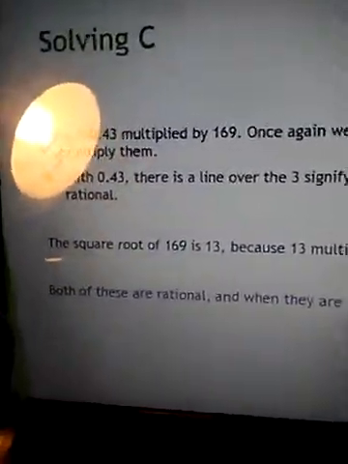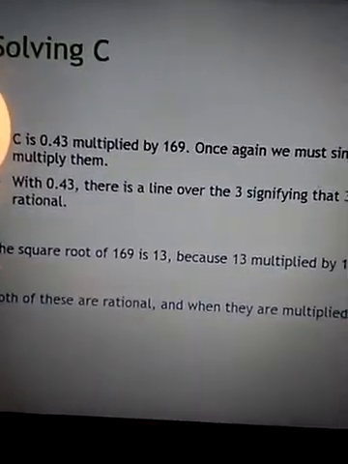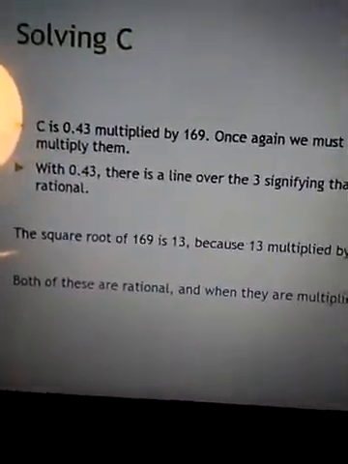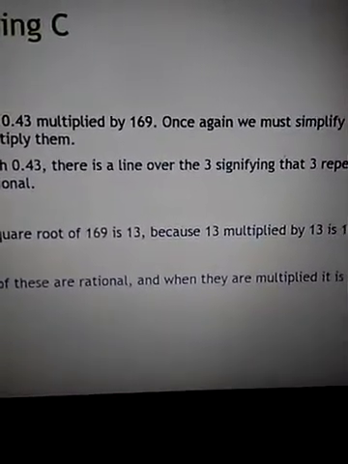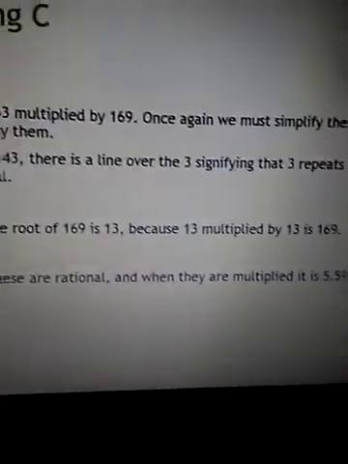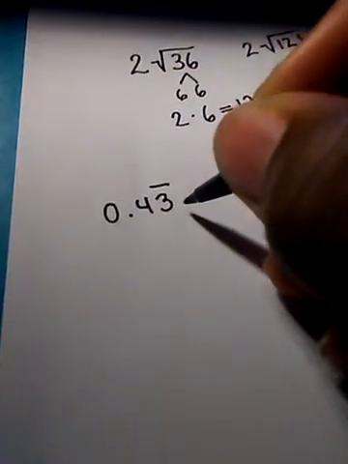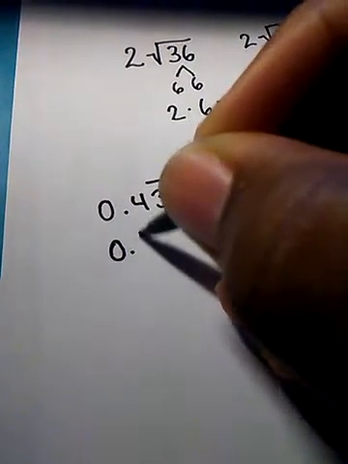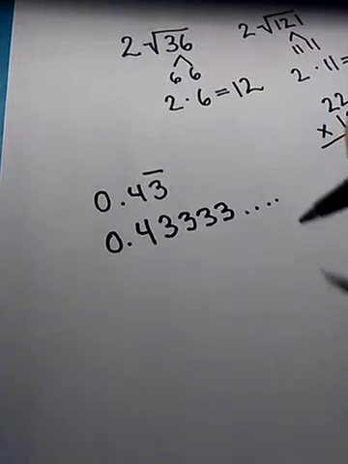Now, C. C is 0.43 repeating multiplied by the square root of 169. Once again, we must simplify these two and then multiply them. With 0.43, there is a line over the 3, signifying that the 3 repeats, and this is rational. That basically means this is 0.43, 3, 3, 3, and it goes on forever.